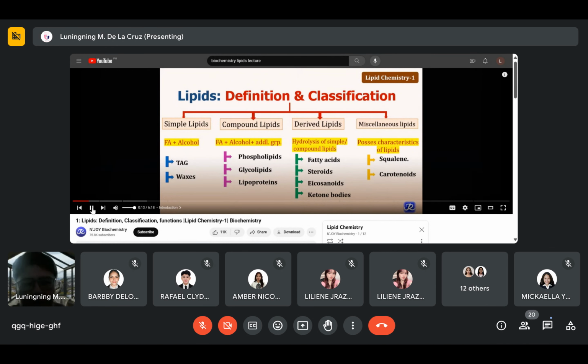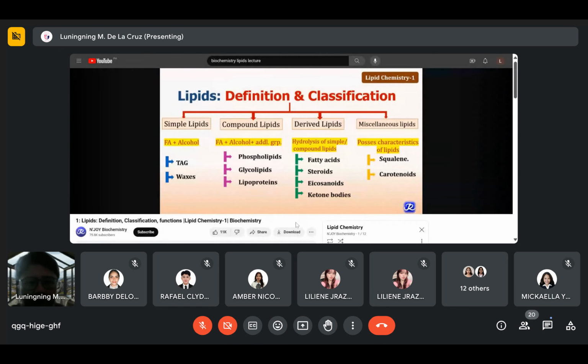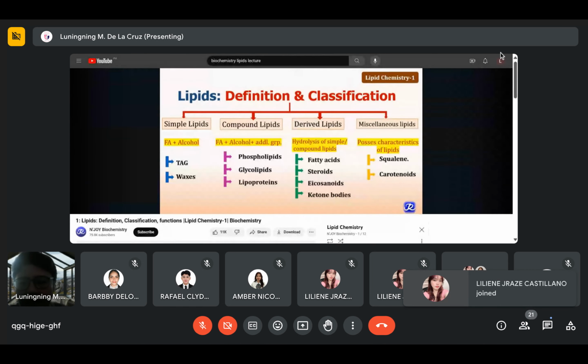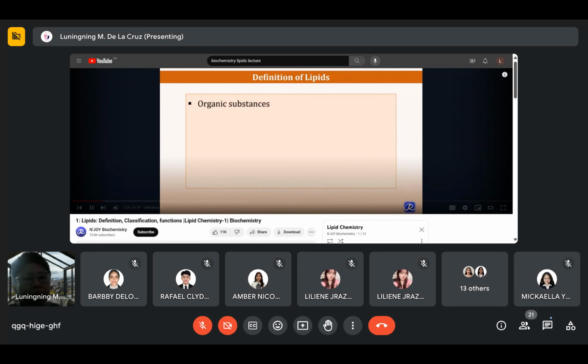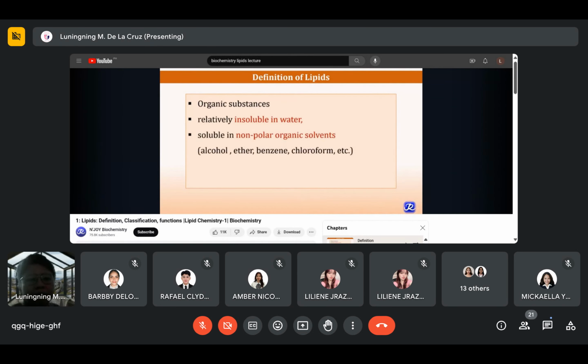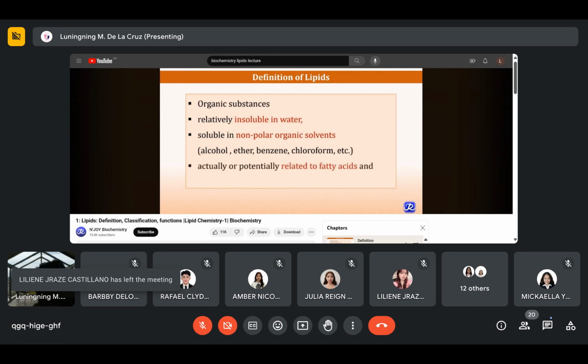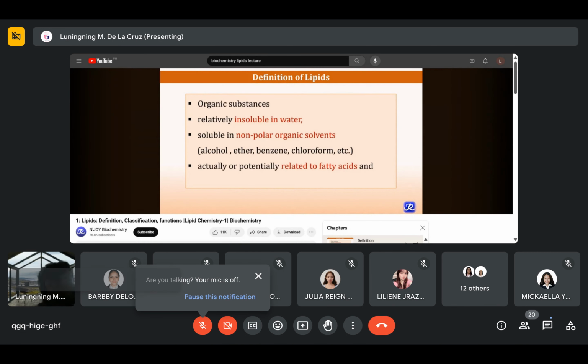Series on lipid chemistry, and at the end of this session you should be able to define lipids, classify them with suitable examples, and enumerate the functions of lipids. Lipids are the organic substances which are relatively insoluble in water but soluble in non-polar organic solvents like alcohol, ether, benzene, chloroform, etc. They are actually or potentially related to fatty acids and utilized by the living cells.